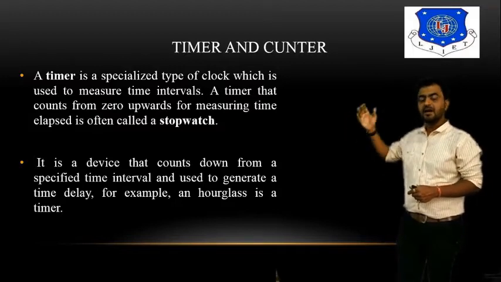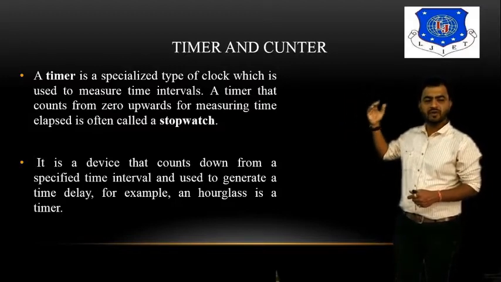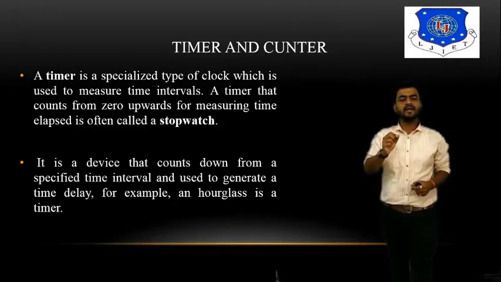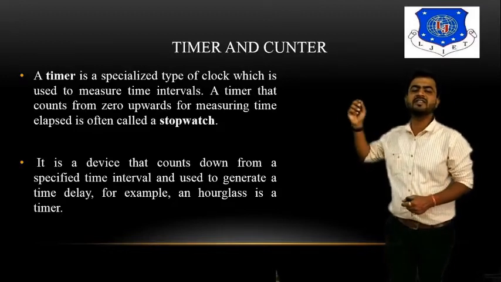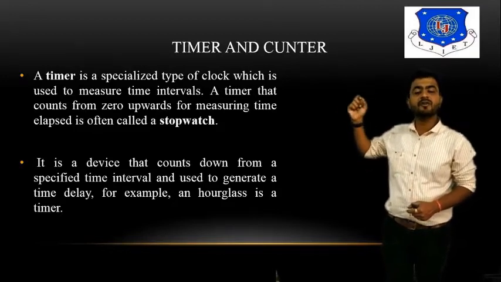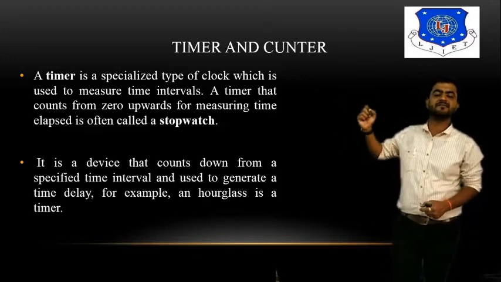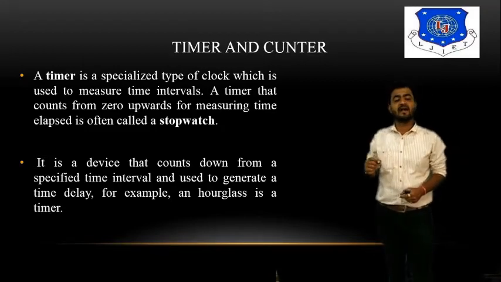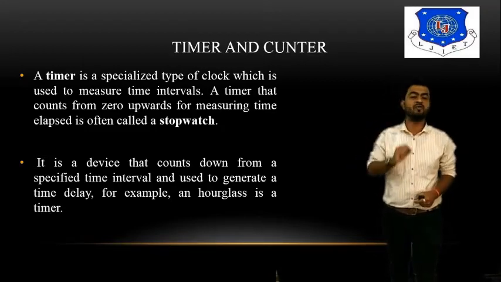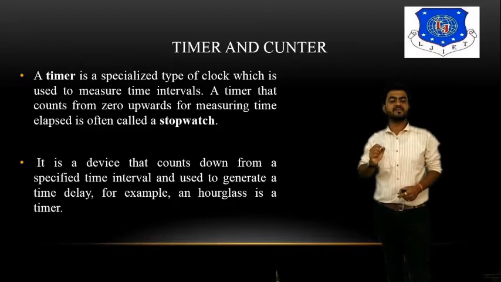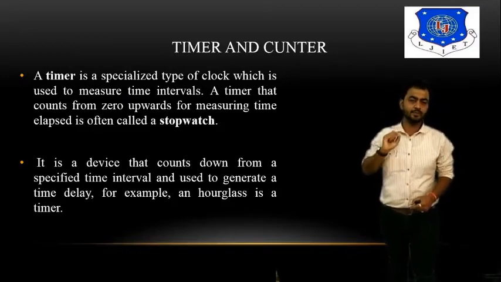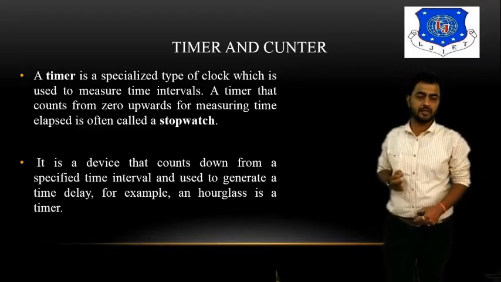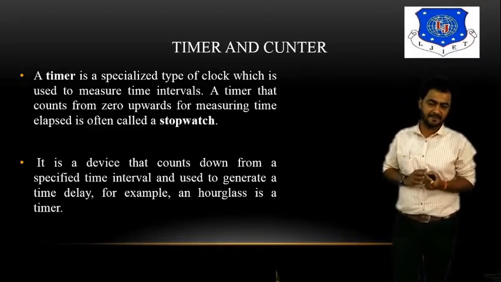What is a timer? A timer is a sophisticated type of clock which is used to measure time intervals. Means if you want to calculate or measure time intervals, then we have to go with the timer. A timer that counts from 0 upward for measuring the time elapsed is often called a stopwatch. You can see the best example of a timer is your stopwatch. It counts specific time intervals from the initial value 0. So it is a device that counts down from a specific time interval and is used to generate a time delay.